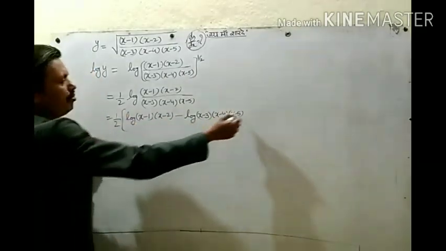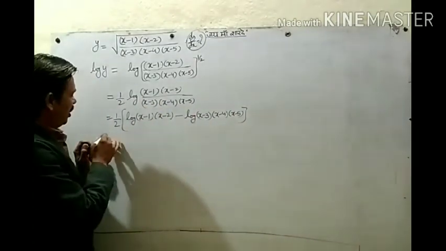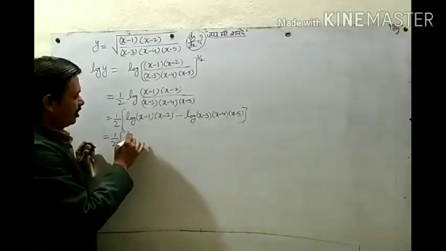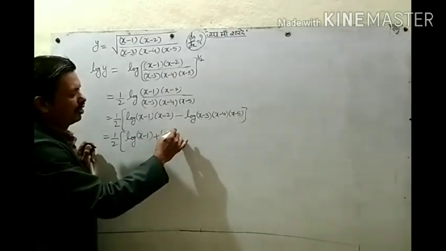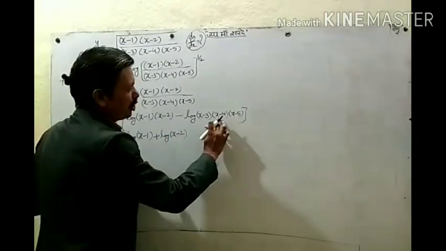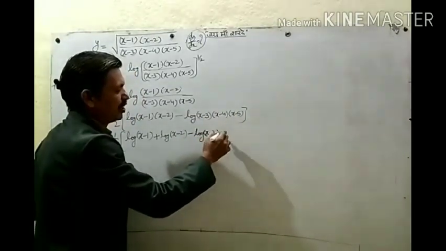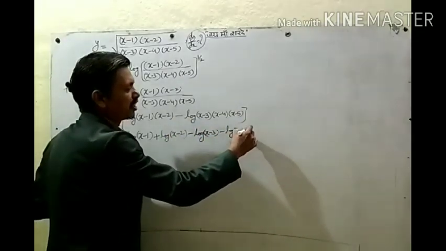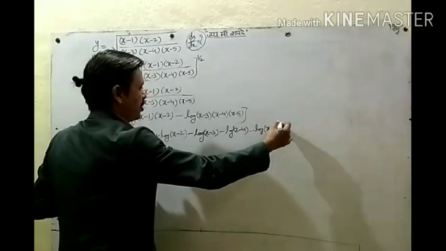Okay, property of log, log m upon n is log m minus log n. Now again, log of m into n, we can apply the property here, so it can be written as log of m plus log of n. Okay, then log of m into n into p, so it will be log of (x minus 1) plus log of (x minus 2) minus log of (x minus 3), and due to this minus we get minus log of (x minus 4) minus log of (x minus 5).